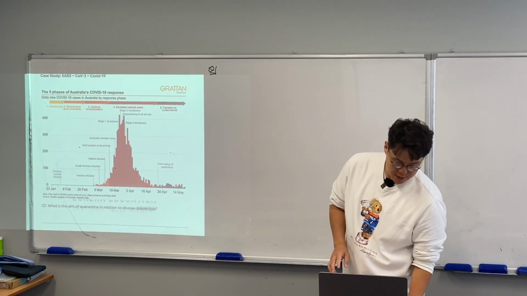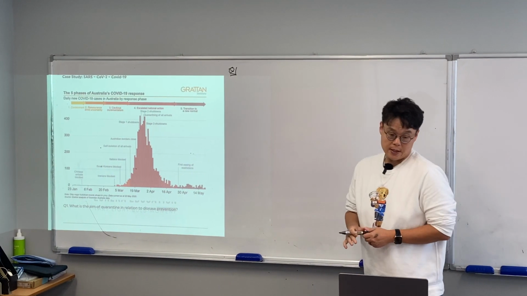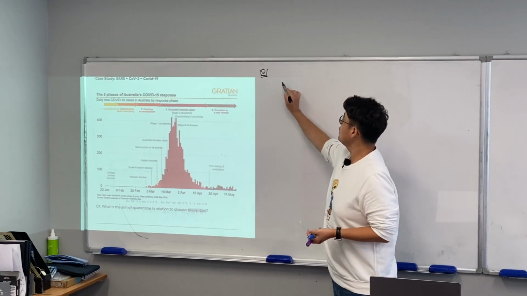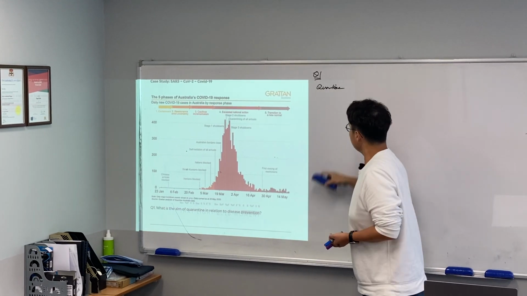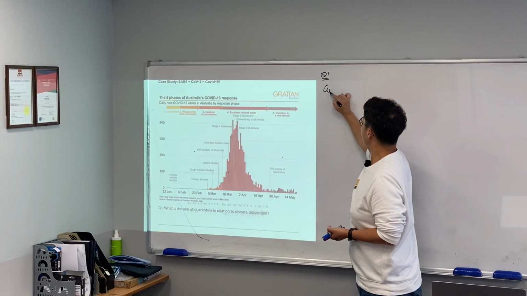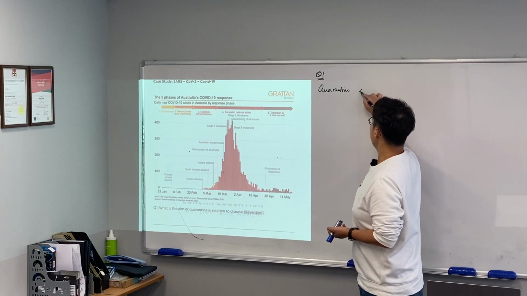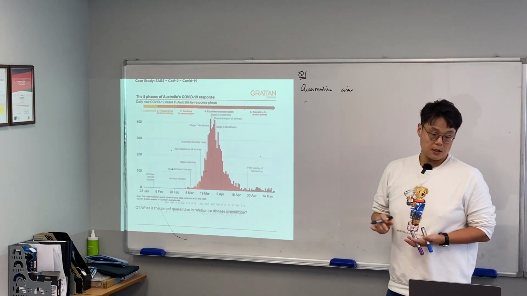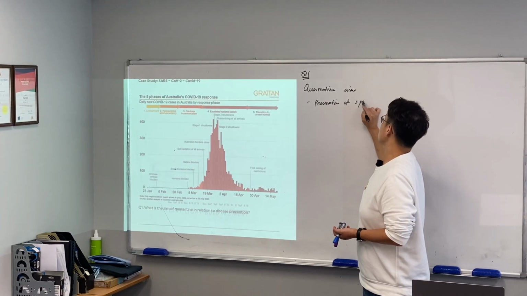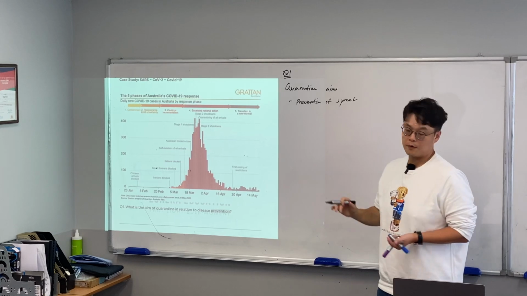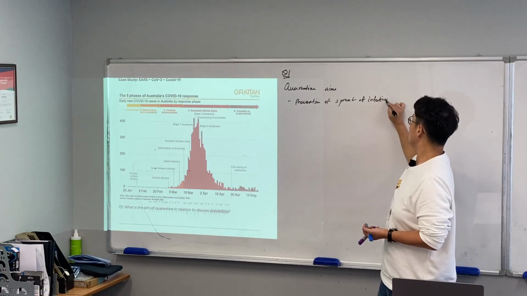Question 1. What is the aim of the quarantine in relation to the disease prevention? You can relate it to COVID-19. So quarantine aims to... Quarantine. Sorry, spelling. It aims 1. It is prevention of the spread of the disease, first of all, of, let's say, infectious disease. Let's be specific here. Infectious disease.